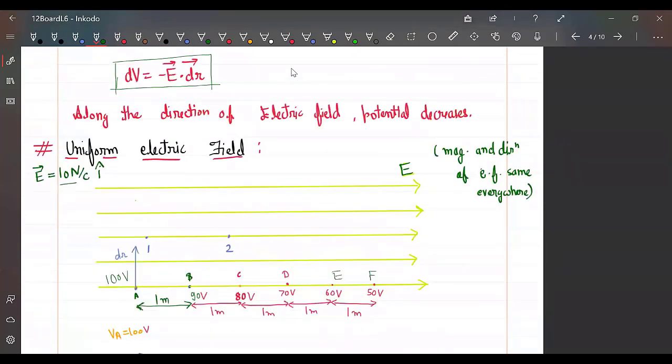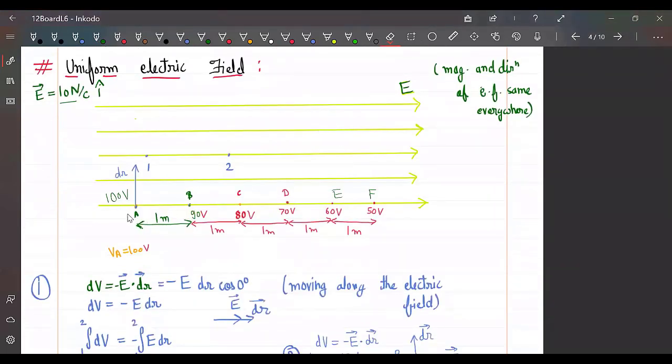Here, if you put the values, dV will be equal to minus 10 into 1 for 1 meter. So change in potential will become minus 10. So after every 1 meter, potential decreases by 10 units. So at A potential will be 100, at B 90, 80, 70, 60, 50, like that. So along the direction of electric field, potential will change by that amount.